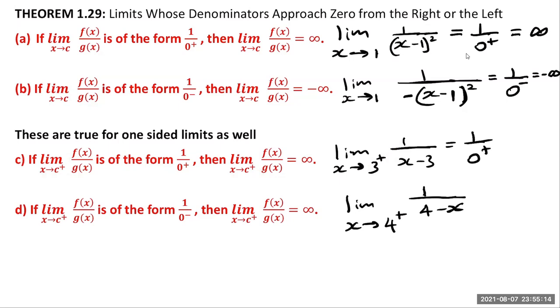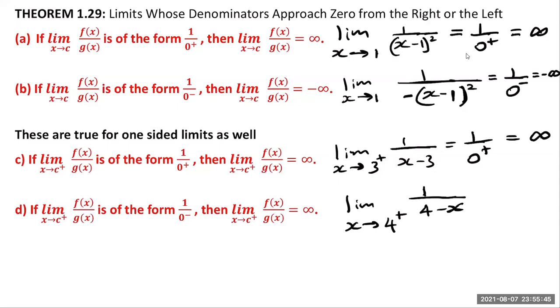Why plus? Because x is approaching 3 from the positive side. Positive side means the numbers bigger than 3. Positive side means the right hand side. As x approaches 3 from the right hand side, this x is a number bigger than 3. So that means this quantity is a positive quantity, but it approaches 0 as x approaches 3 from the right hand side. So it takes the form 1 over 0 plus, which is infinity. That's what it tells you.